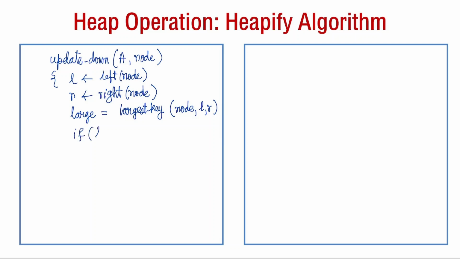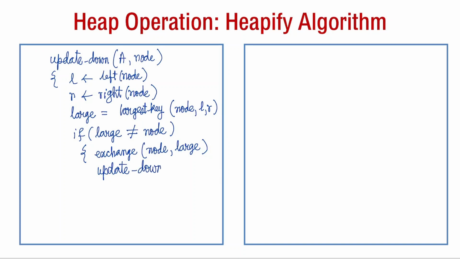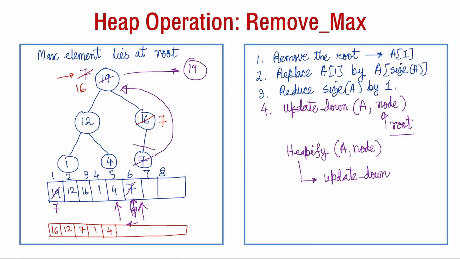So if large is not equal to node, then again I will exchange node and large, as we have seen, and I will again call this update down. So this one updates it downwards.